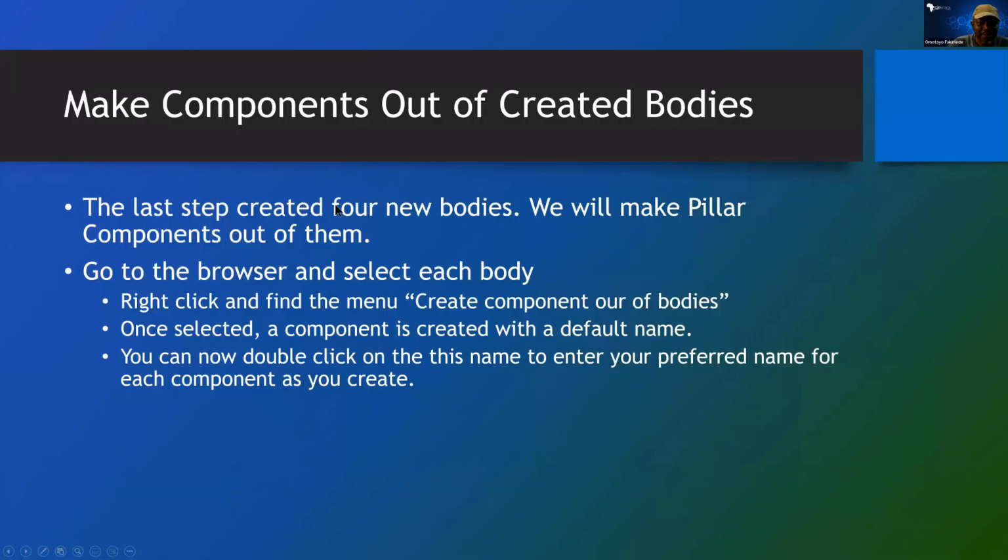Okay, so the last step created 4 new bodies. We will make pillar components out of them. We have done that. You go to the browser and select each body, right click and find the menu, create component from bodies. We have done that. Once selected, a component is created with a default name, component 1, component 2, component 3, component 4. You now triple click on that name. If you triple click on that name, you now have the option of typing in any name you like. And then you can now double click. No, it's not. This instruction is wrong. It's triple click on this name and enter your preferred name for each component as you have created them. So we have done that.